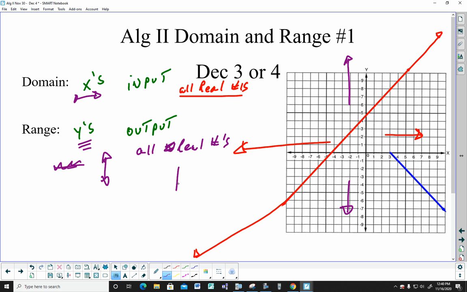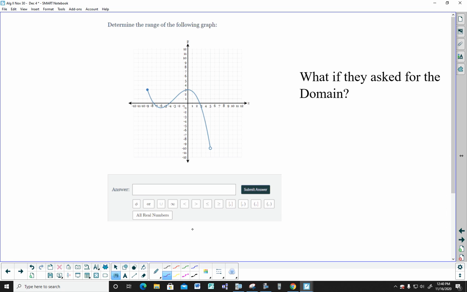And it's this funny uppercase R with two vertical parts that you draw off the leftmost R, the leftmost vertical piece. That's all real numbers. That's what that symbol means. And when we look back at the delta math, there's a choice, all real numbers. And you'd hit that. Okay?